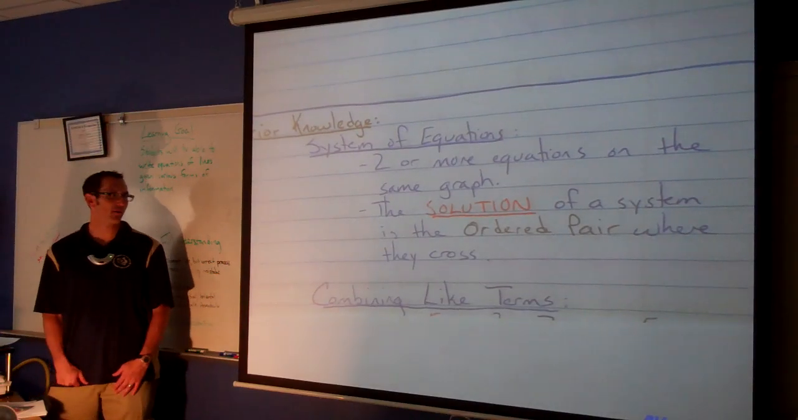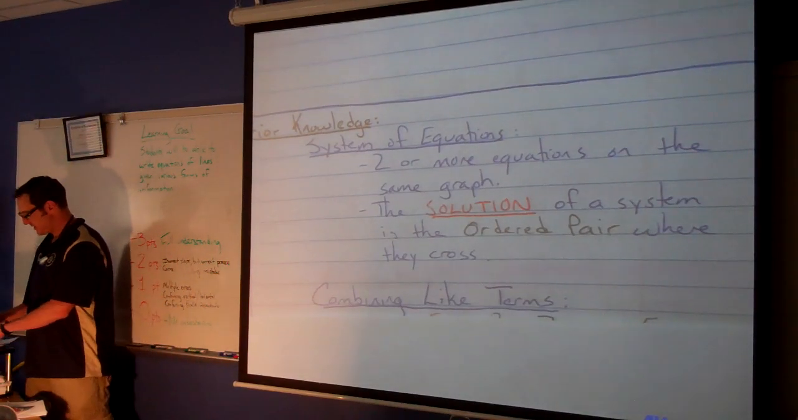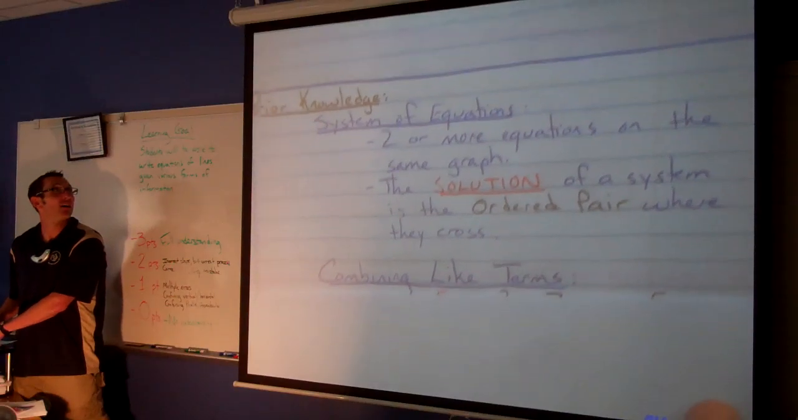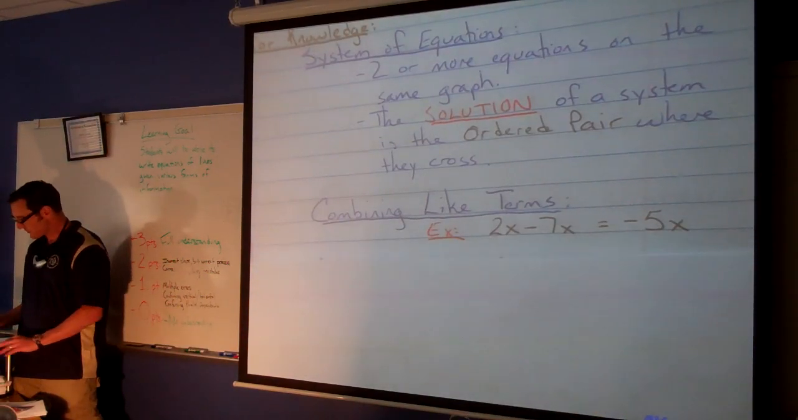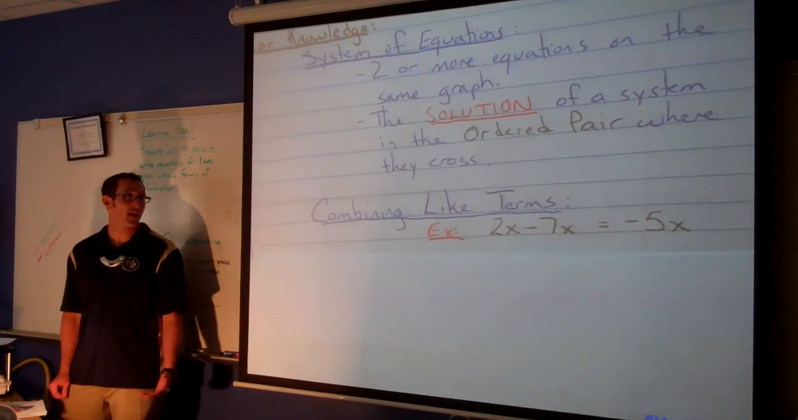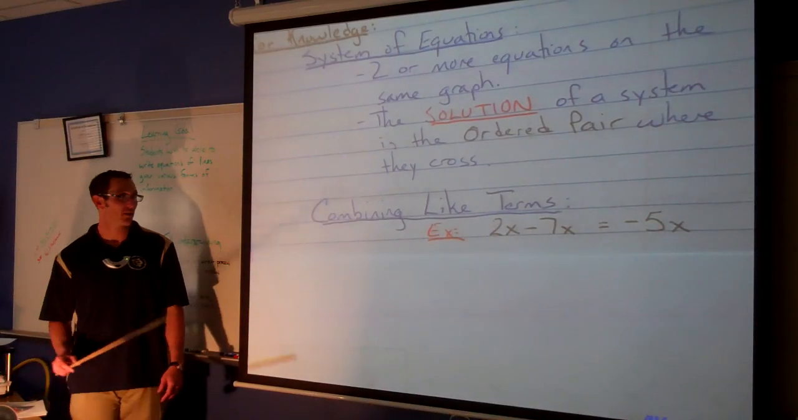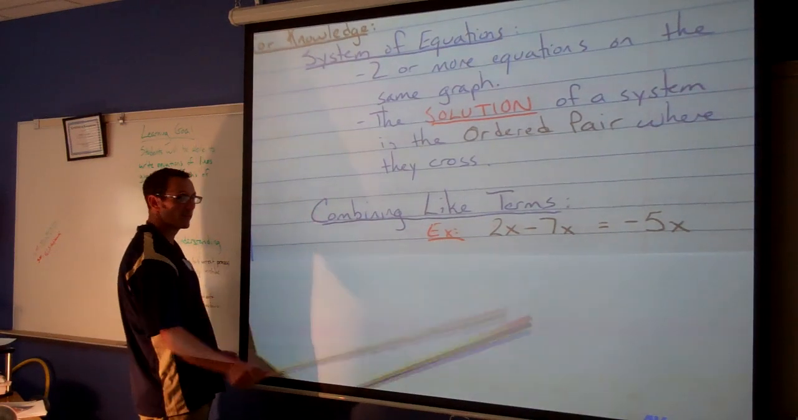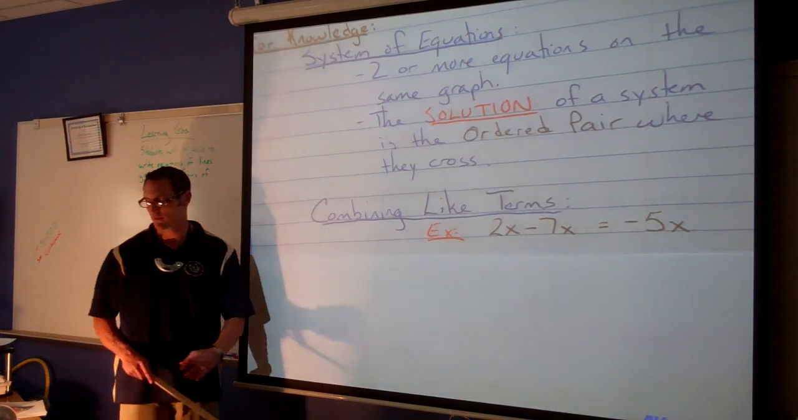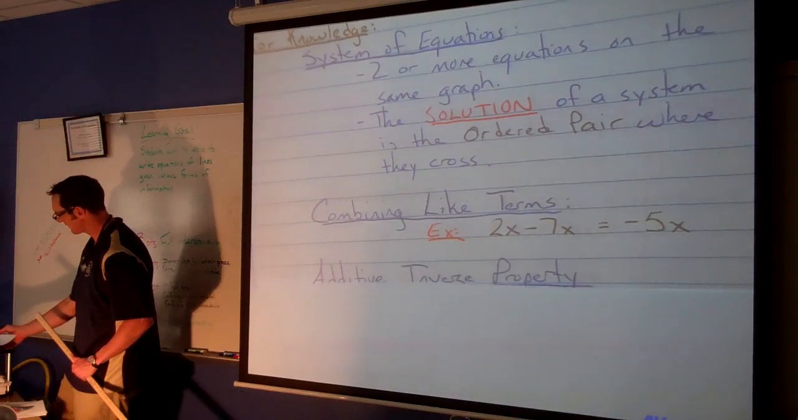We also need to remember combining like terms, because things get a little interesting with elimination regarding combining like terms. So here's an example. If we have 2x minus 7x, that's going to equal negative 5x. We have 2 x's, take away 7 x's, we end up with negative 5 x's. Okay, so remember combining like terms.